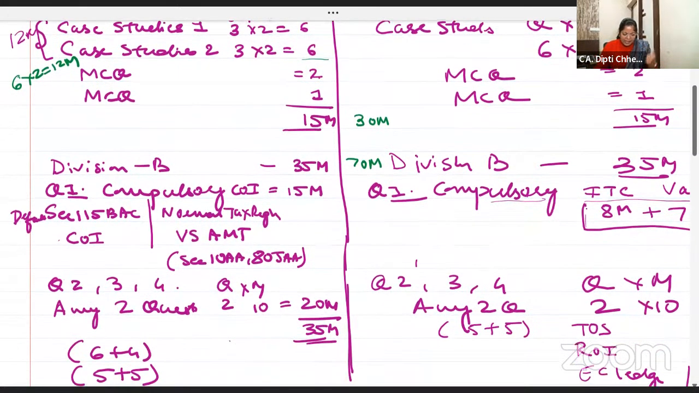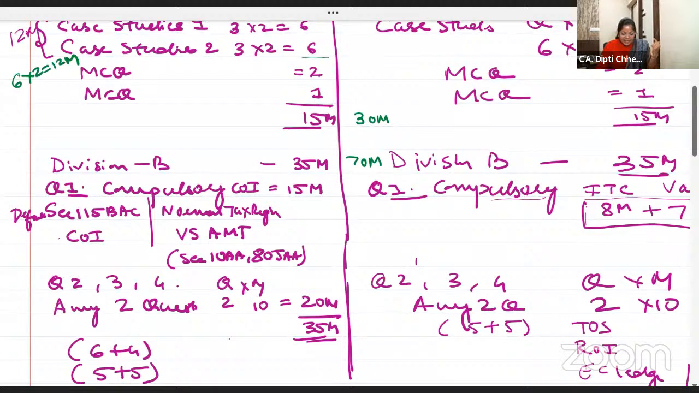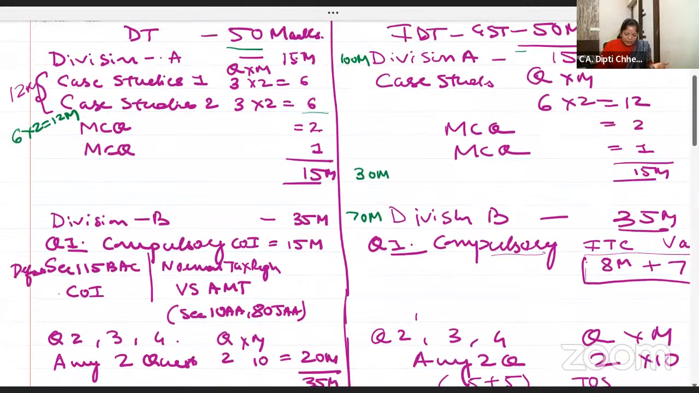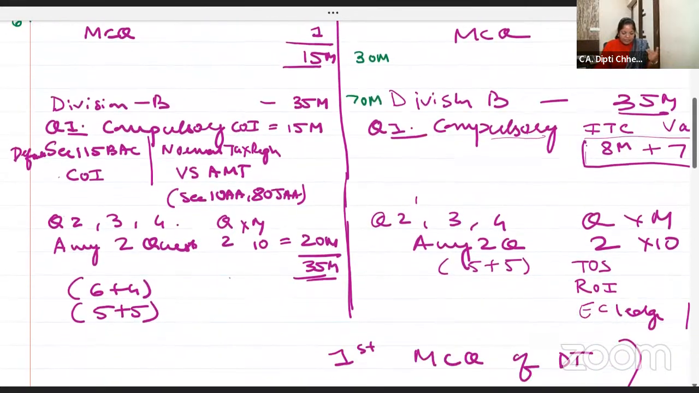Now in division B, in income tax, direct tax, question number 1 is compulsory to attempt, but not compulsory to attempt first. There is no hard and fast rule that you have to attempt the paper in sequence. After doing the case study MCQs, if you feel you are good at question number 2, 3, 4, okay. So in 2, 3, 4 any 2 questions you have to do for 10 marks each, 20 marks, and question number 1 compulsory 15 marks. So 35 and 15, that makes it 50 marks DT paper. Now, in question number 2, 3, 4, any 2 you have to do.